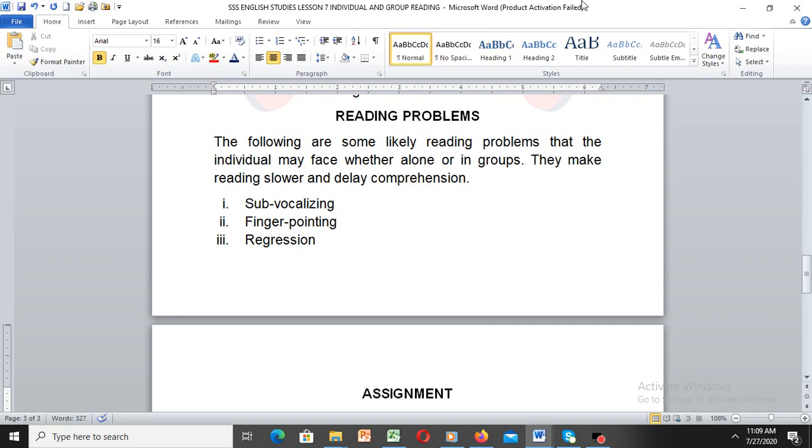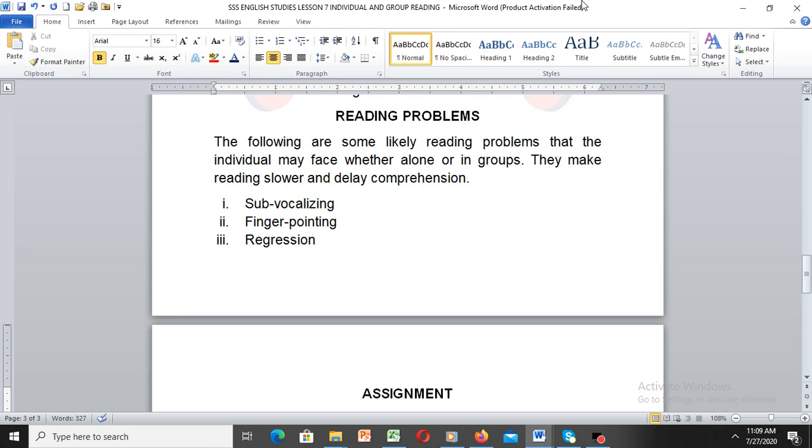Then last but not the least, we have regression. Now write. This is the habit of letting your eyes move backwards over what you have read instead of going forward. It is done sometimes for the purpose of discovering a particular answer to questions. But it is a mark of laziness and aids poor comprehension because it interrupts progress in thinking.